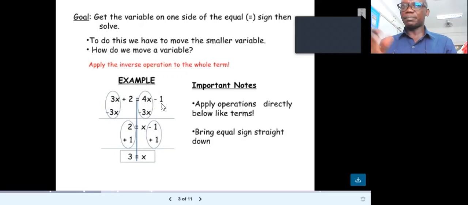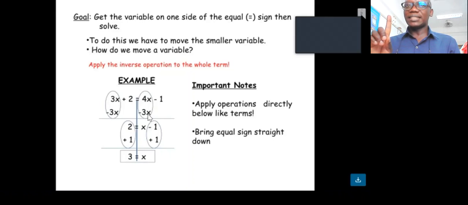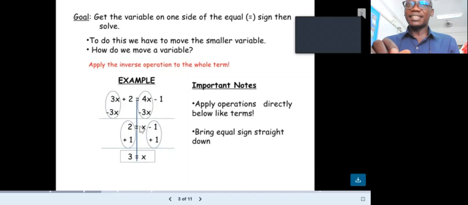Go step by step. Then 3x minus 3x, these are additive inverses, they cancel. On the left-hand side, we'll be left with the 2. On the right-hand side, we'll have 4x minus 3x, which gives us only 1x. And 1 times x is x. 1 times a variable or any letter gives us that variable. So this will give us x. Then we will have 2 will be equal to x minus 1.